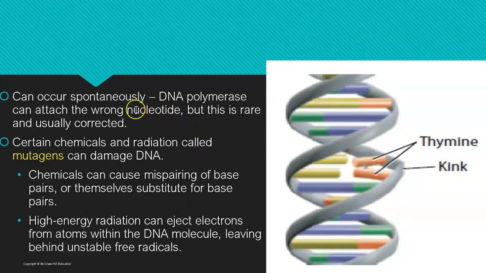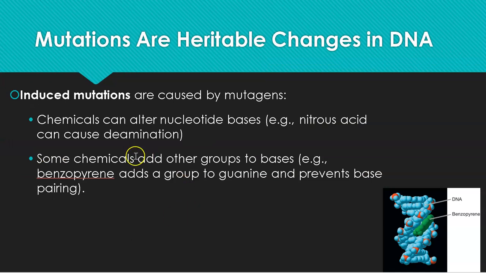Mutations can occur spontaneously. So DNA polymerase, the builder, can attach the wrong nucleotide sequence. Certain chemicals and radiation called mutagens also damage DNA. So chemicals can cause mispairing. High energy radiation can cause breaks in the DNA. Radiation could be X-rays, CT scans, UV light. Obviously, we're exposed to radiation on a cosmic level daily when we go outside. And so that is kind of what happens there.